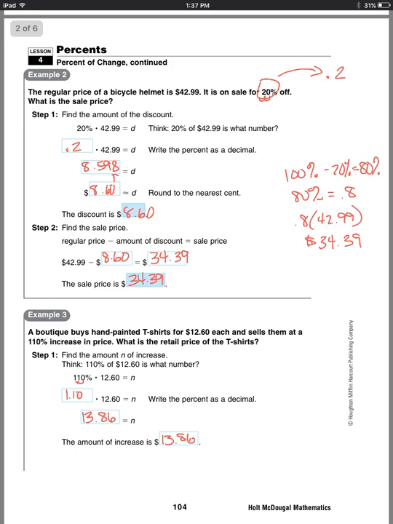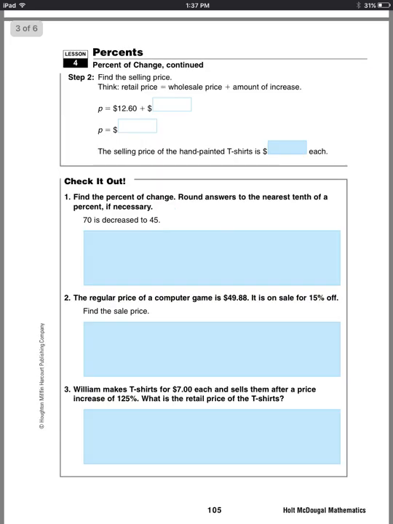That does not tell us how much we are going to pay for the shirt. So to figure out how much we are going to pay for the shirt, we need to take the wholesale price, what the company paid for the shirt, which in this case is $12.60, plus what they marked it up, which was $13.86. And when we do that, we get $26.46. So the selling price of the shirt is $26.46. Okay?